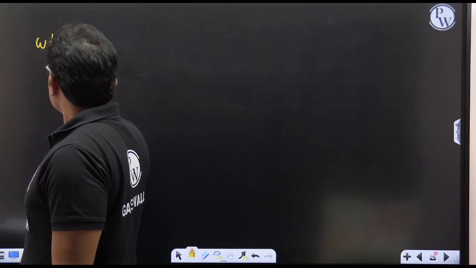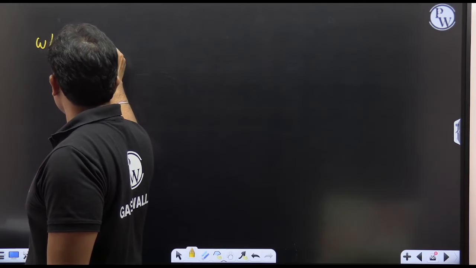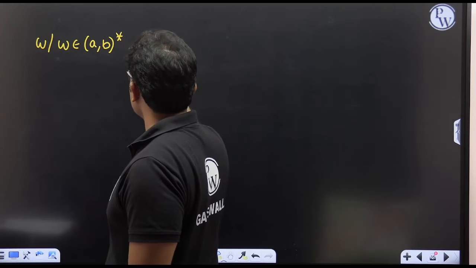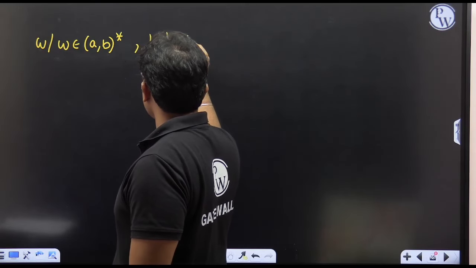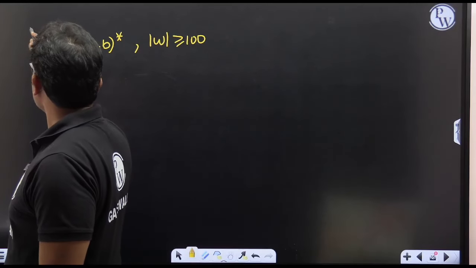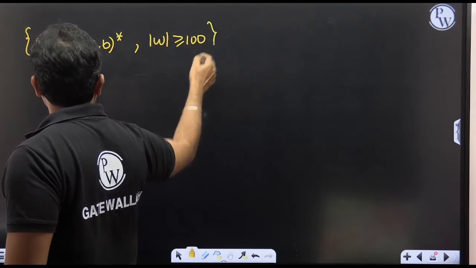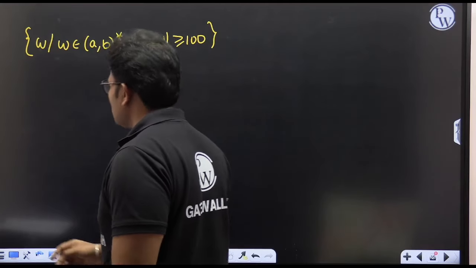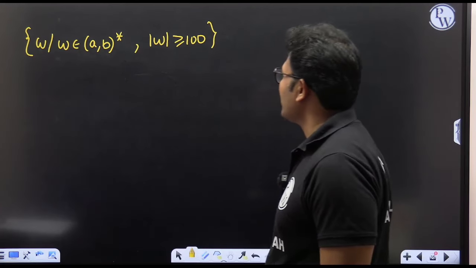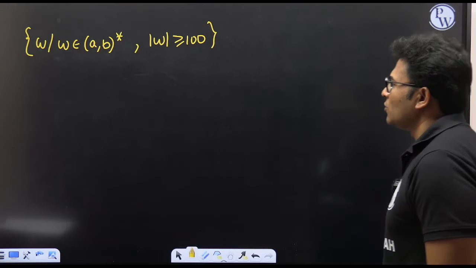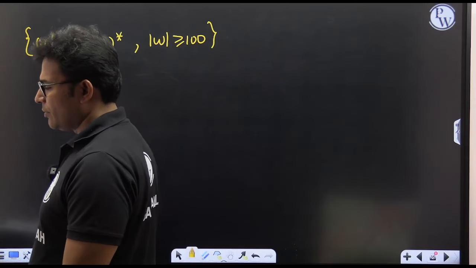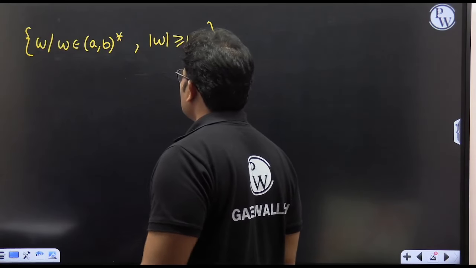W such that W belongs to {a, b}*, and mod W is greater than or equal to 100. Okay, what is this language? W such that W belongs to {a, b}* and mod W is greater than or equal to 100, right?